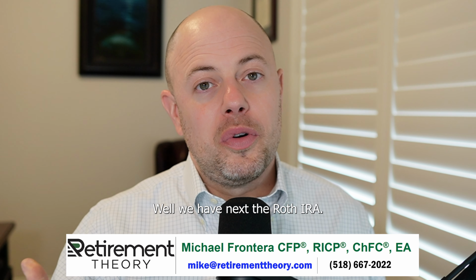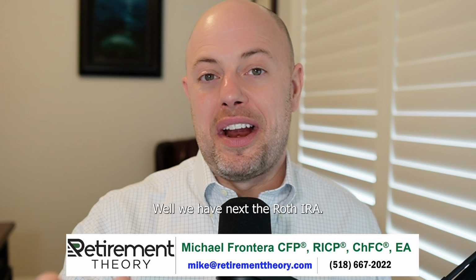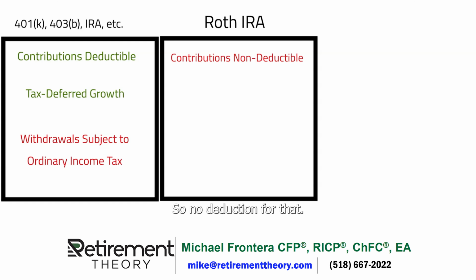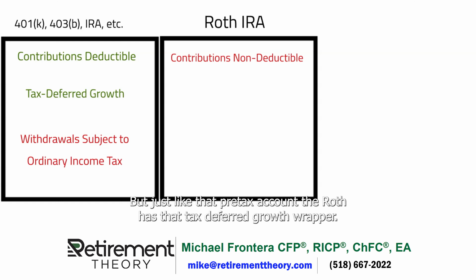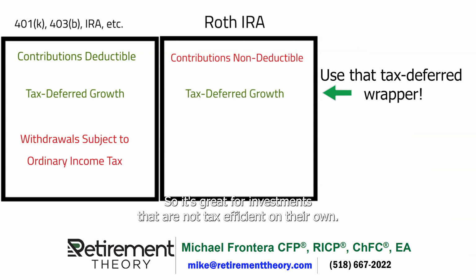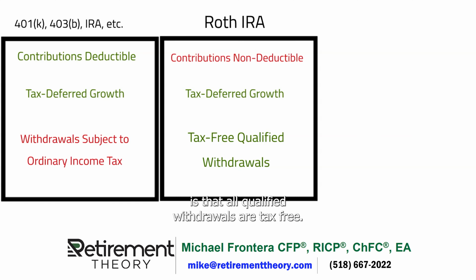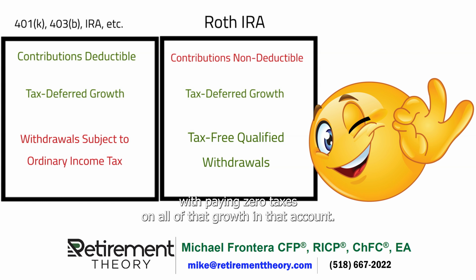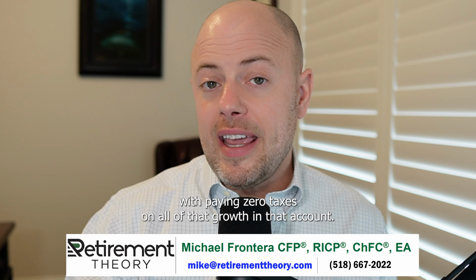Well, we have next the Roth IRA. Now, with the Roth IRA, your contributions come in after tax, so no deduction for that. But just like that pre-tax account, the Roth has that tax-deferred growth wrapper. So it's great for investments that are not tax efficient on their own. Ones that kick out these dividends, interest, and capital gains. And then the big differentiator, of course, with the Roth is that all qualified withdrawals are tax-free. So that means you can get away with paying zero taxes on all of that growth in that account.